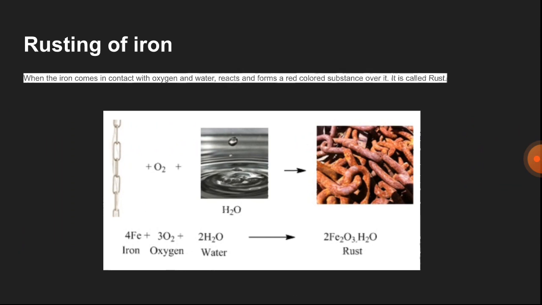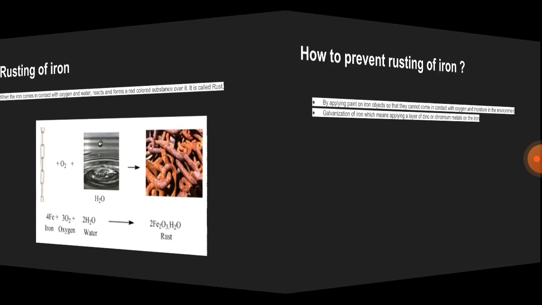I am taking 4 Fe. Fe means iron. Oxygen, O2 means oxygen, water molecule means H2O. These three, when they are combining in contact, it will give rust. That is called 2Fe2O3 H2O. These are the chemical reactions that occur. That's why rust is formed.